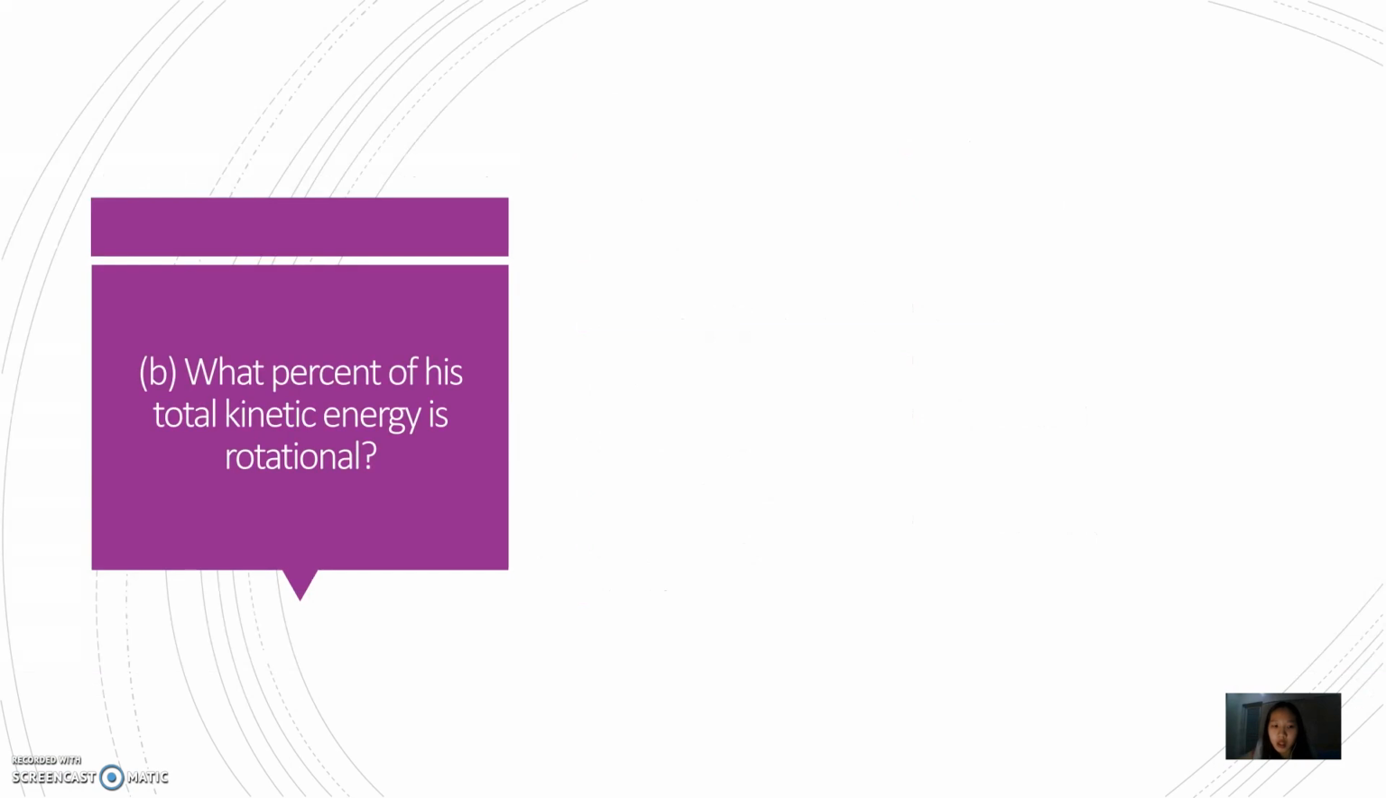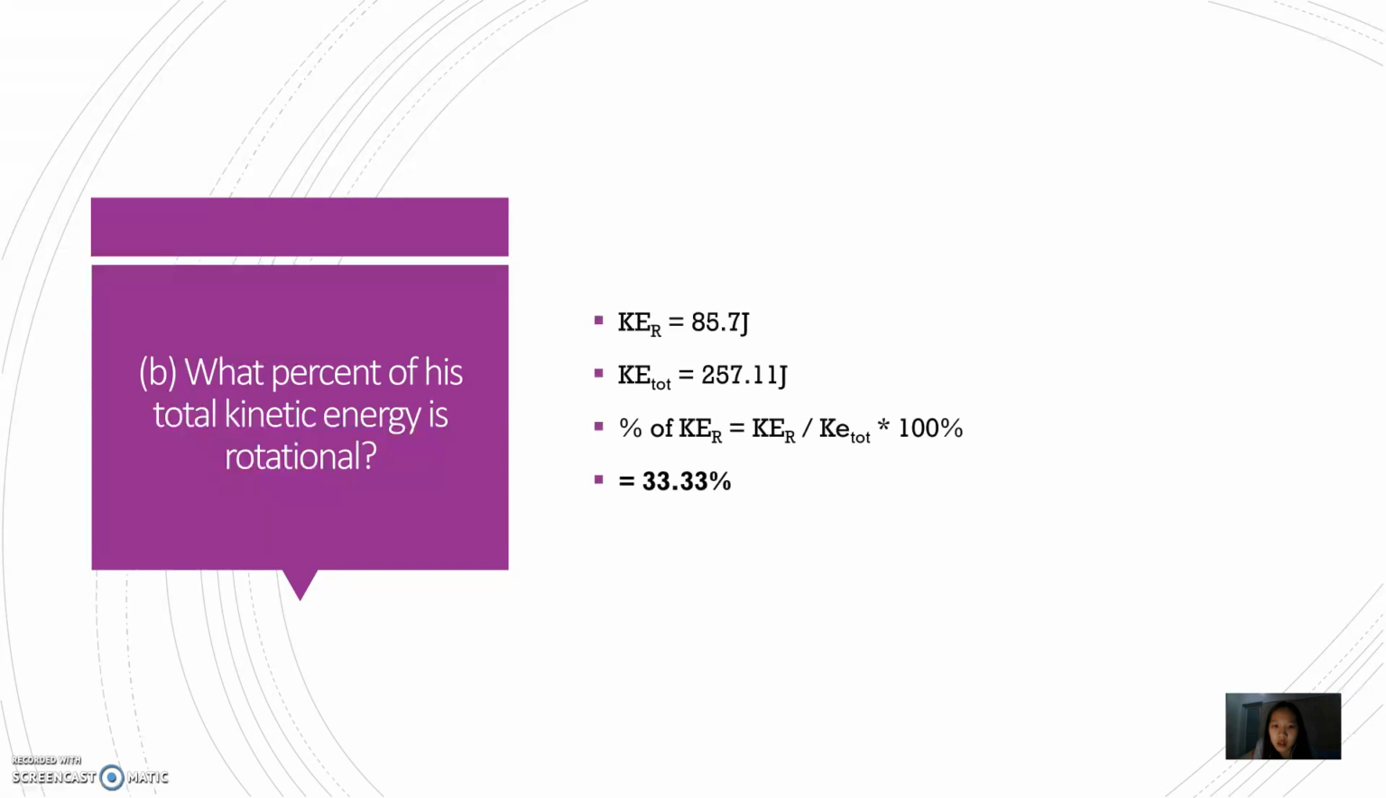B. What percentage of his total kinetic energy is rotational? So you're given rotational kinetic energy of 85.7 joules, total kinetic energy of 257.11 joules. To get its percentage, you have to divide rotational kinetic energy over total kinetic energy times 100%, and you'll get 33.33%.